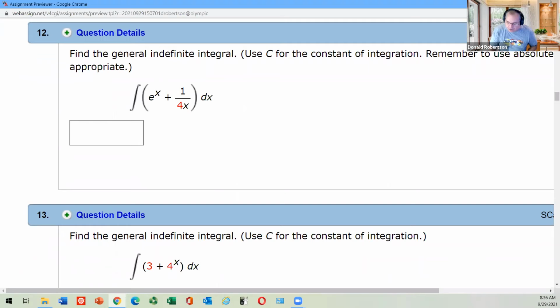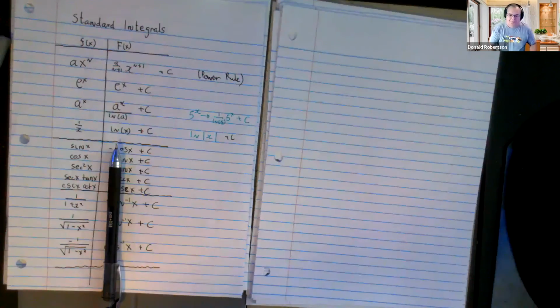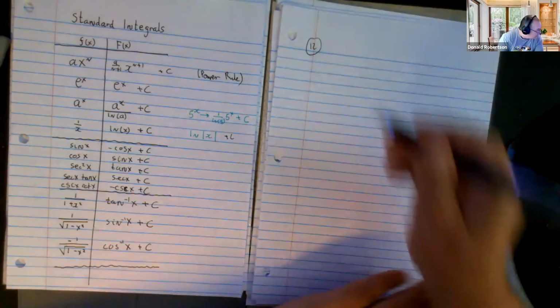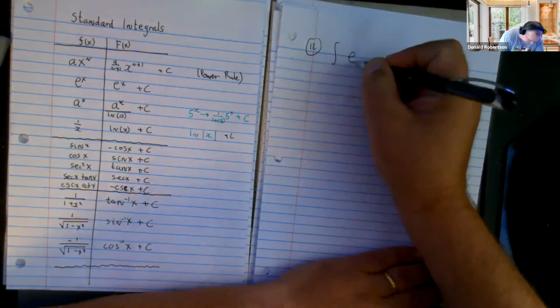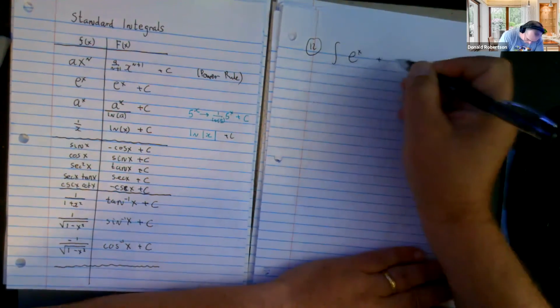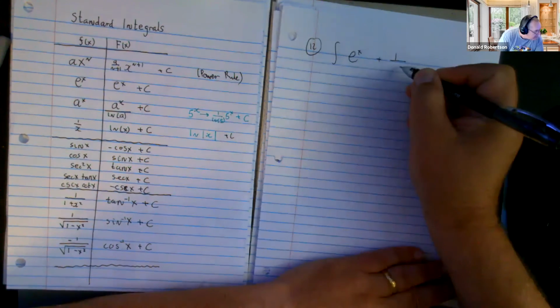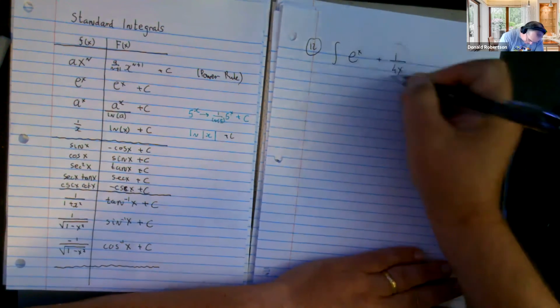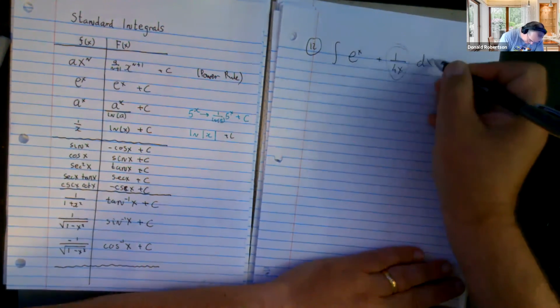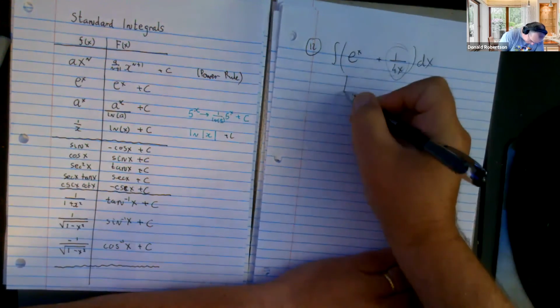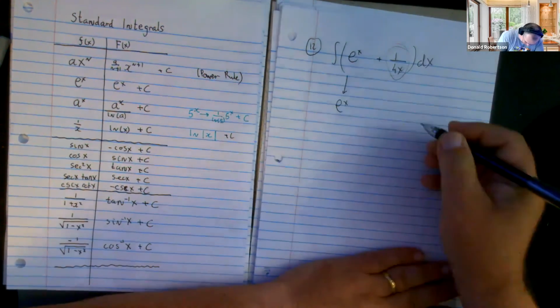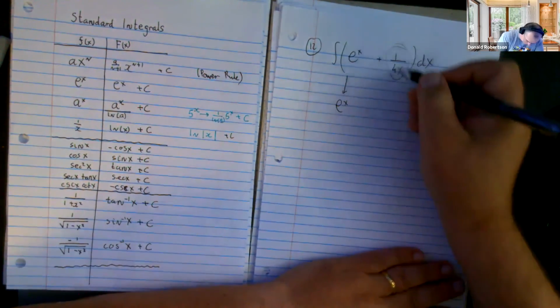12 looks very innocuous. Like, how could I screw up 12? I could screw up 12 really easily. Watch what happens here. I have an e to the x, which is my friend. I very rarely screw up him. But this guy gets you e to the x. This guy here is the problem.